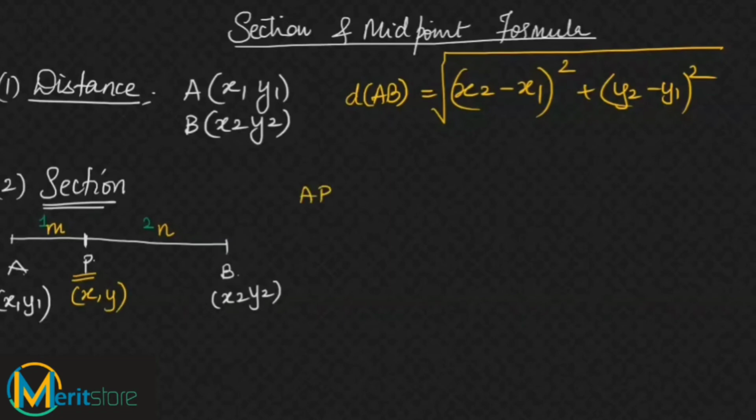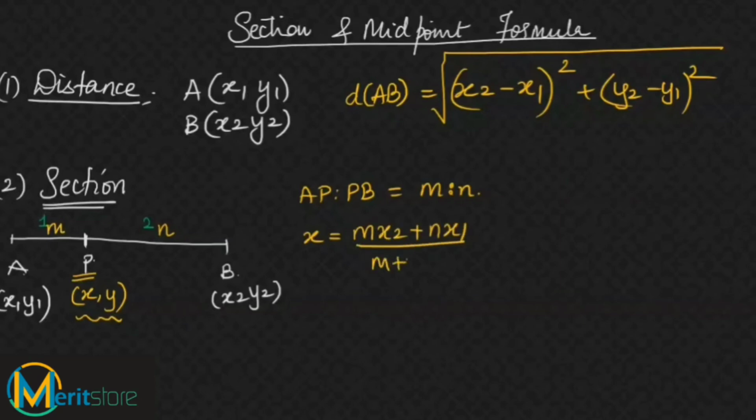So AP ratio PB is going to be M ratio N. And I can find the coordinates of P by using the formula. For X, I'll be using the formula mx2 plus nx1 upon m plus n. And for Y, we'll be using the formula my2 plus ny1 upon m plus n. You see the x2 is first and then is x1. y2 is first and then it's y1. So we have to use the formula in that order only.